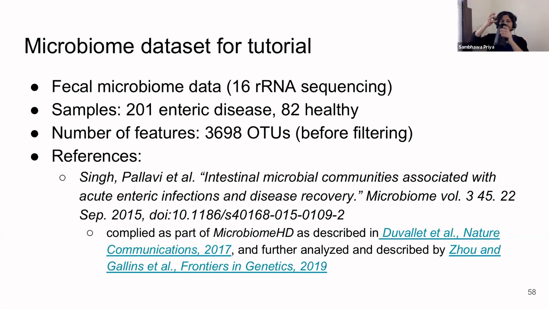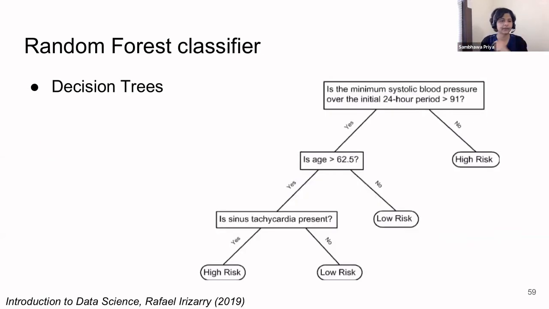So yeah, that's our goal. And to do that, we plan to use the random forest classifier. Random forest classifiers are built using decision trees. Here's an example tree which shows a person's risk of having a poor outcome after they have a heart attack.